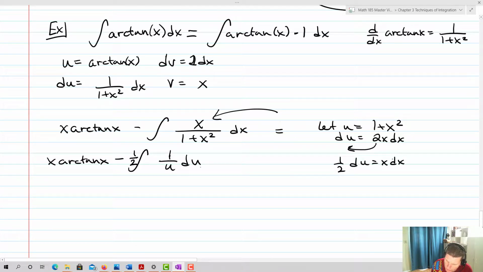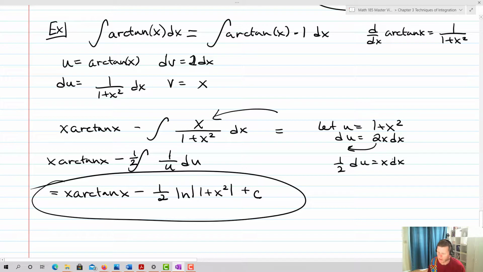Awesome, I know the integral of 1 over u du. This is going to be x arctan of x minus 1/2, and this will be the natural log of u, and we'll just substitute back in 1 plus x squared, the absolute value of 1 plus x squared plus c. And that is my integral.